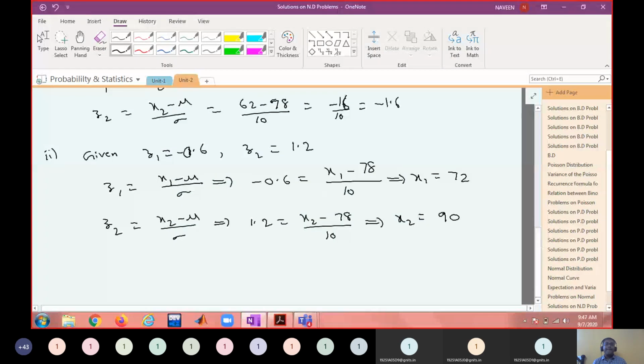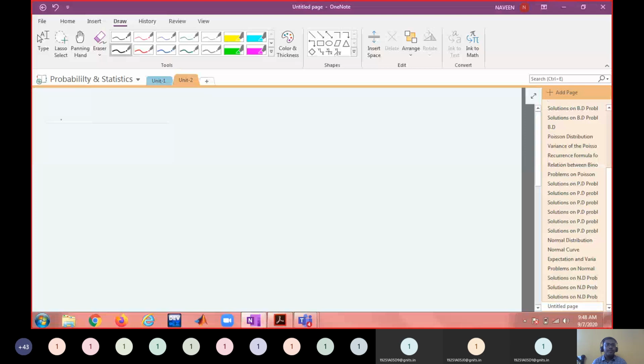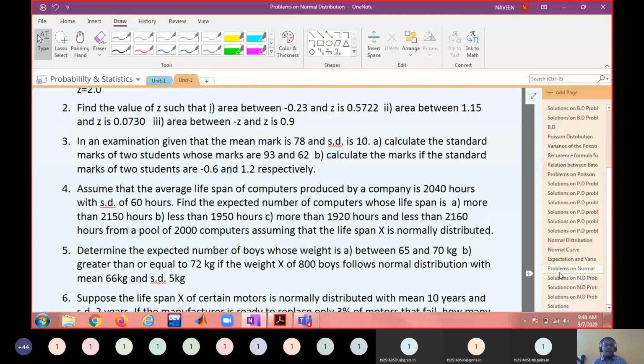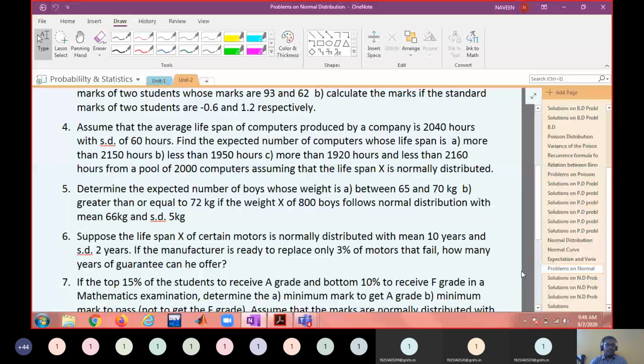Shall I proceed? Okay. So now go through the next problem. All of you read this. I think this is not given earlier. This is a newly added problem. Just read this. Later I shall share these problems.